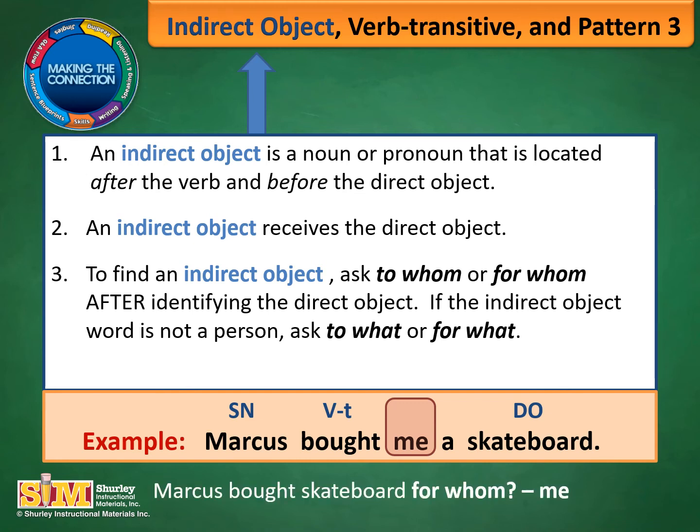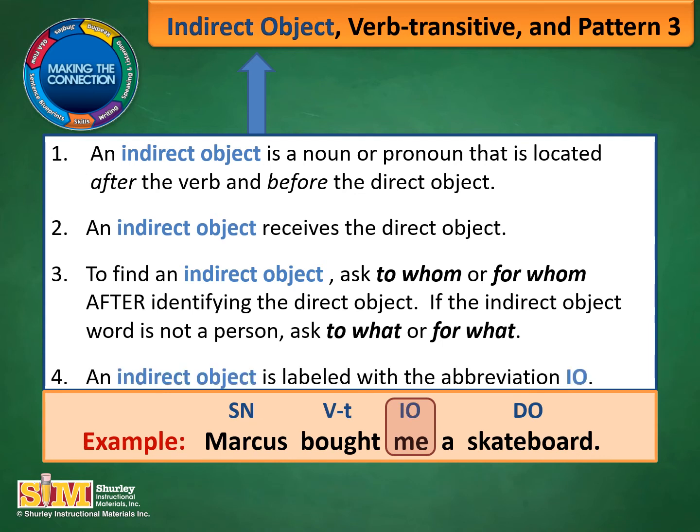The question and answer flow will help students locate the indirect object in the example sentence by asking, Marcus bought skateboard for whom? Me. Indirect object. An indirect object is labeled with the abbreviation capital I, capital O.